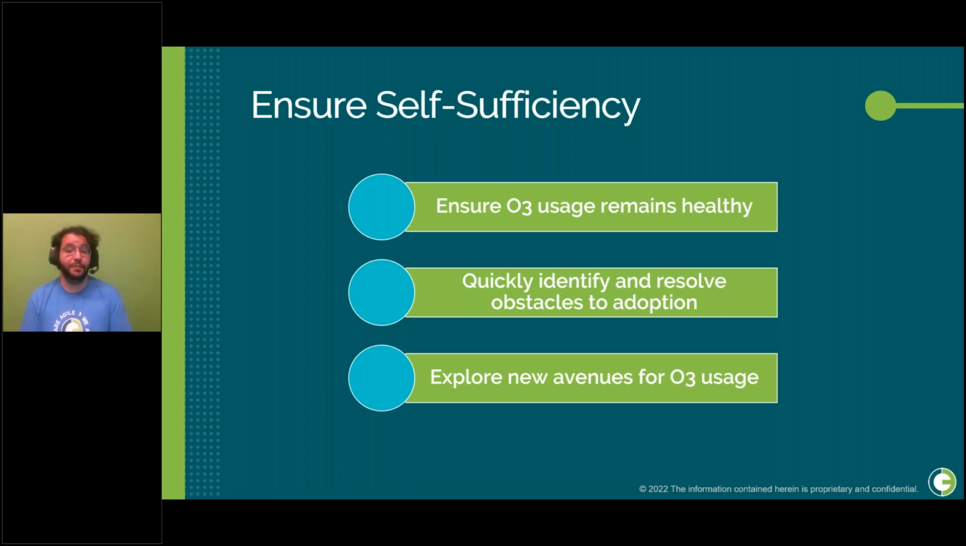We accomplish this with routine meetings and health checks where we'll look at adoption metrics to ensure that software usage remains strong. If there are any obstacles that your team faces, we work with you to make sure they are cleared. And all the while, we also like to keep an open line of communication so that you can explore new avenues in O3 should you be interested.